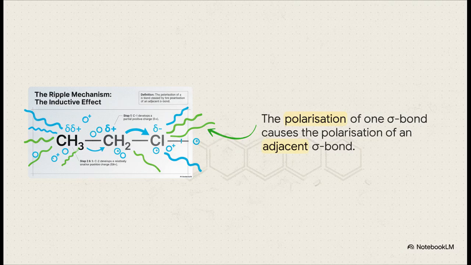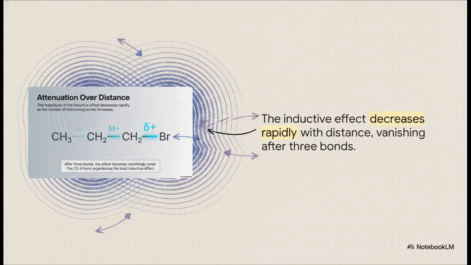It's like an echo. But, and this is a really crucial point, this ripple doesn't go on forever. It fades out. Take a look at this molecule here. The bromine creates a strong delta plus on that first carbon. That induces a much weaker delta delta plus on the second one and an almost non-existent delta delta delta plus on the third. The key takeaway here is pretty simple. After about 3 bonds, the inductive effect has basically vanished. It just peters out. We call this attenuation.